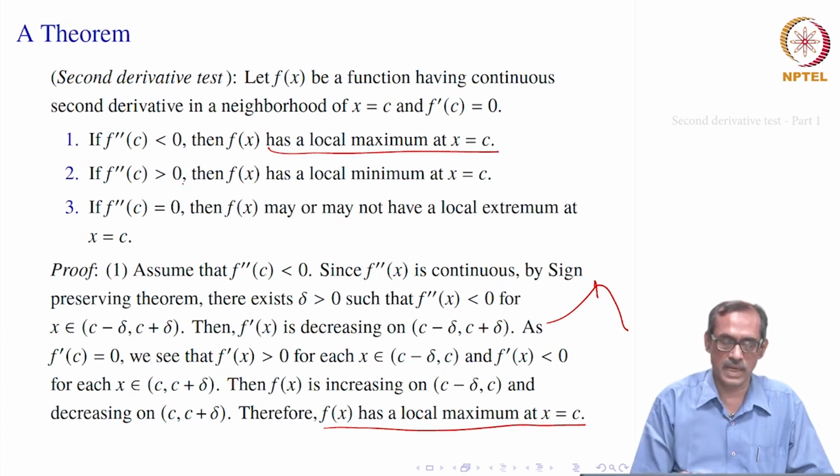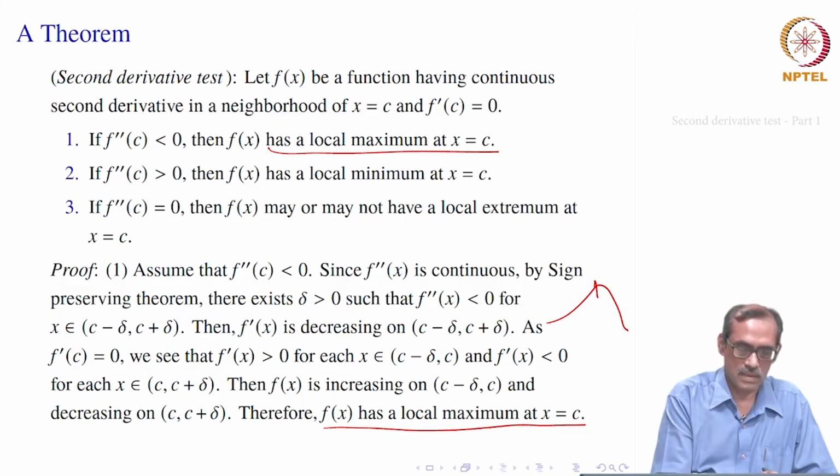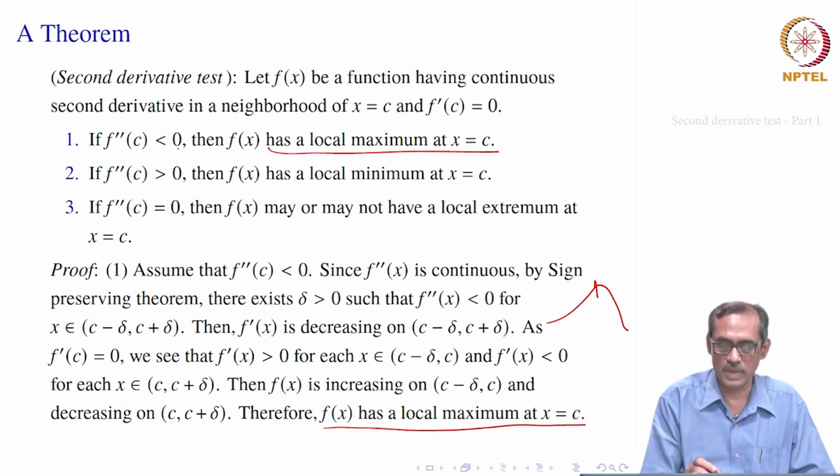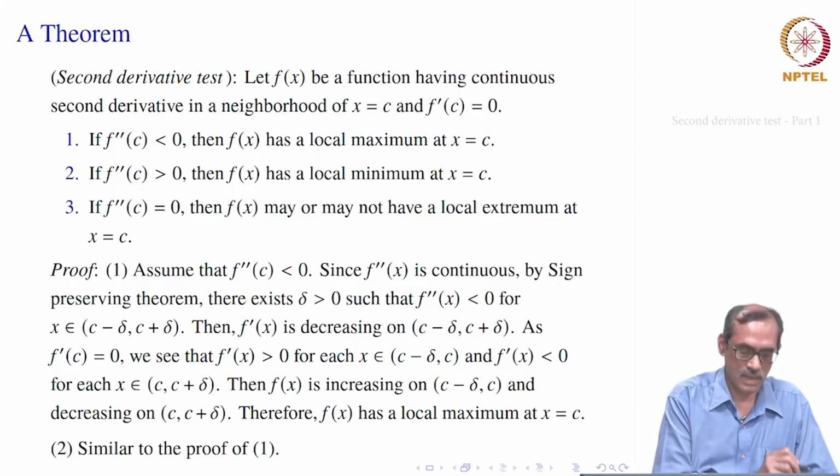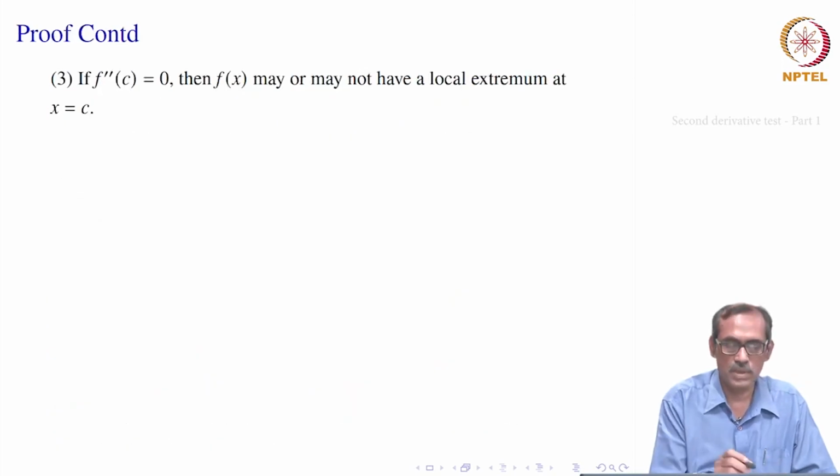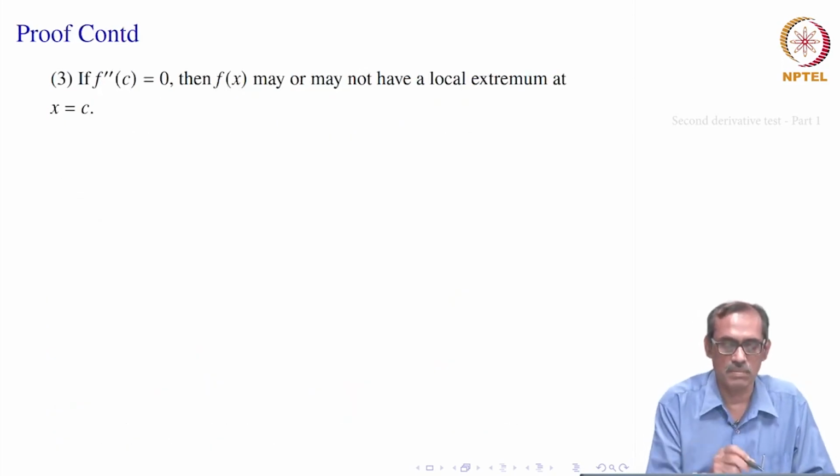So, similarly, the second one is proved by changing the signs and this increasing and decreasing nature of the functions involved. Okay. So, we remember now f double prime c is less than 0 means it has a local maximum and f double prime c is greater than 0 means it has a local minimum. Okay. So, that we omit now. The second one, it is similar.